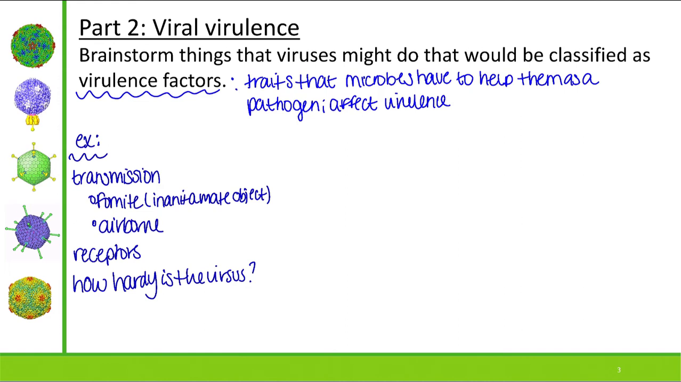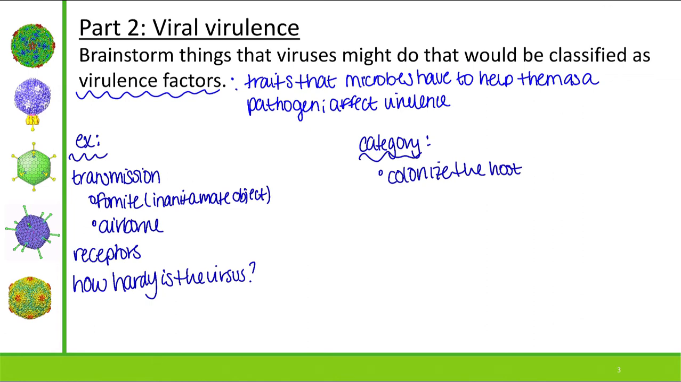For a lot of the examples that I've come up with and the ones that you can probably come up with, they fall underneath a couple of different categories. The categories for virulence factors are going to be things that help a virus colonize the host. We talked about how all pathogens first have to get in.